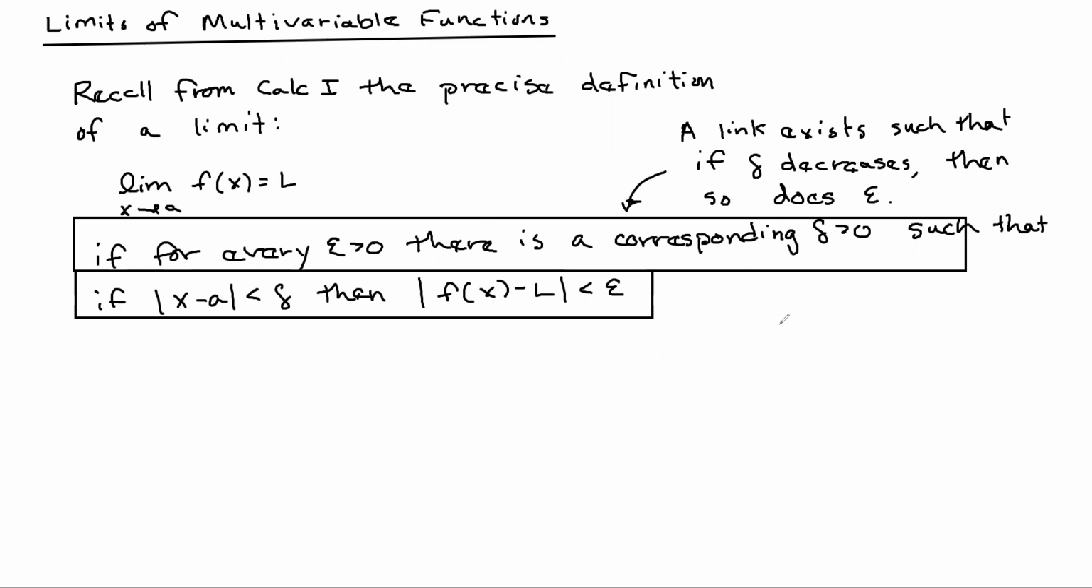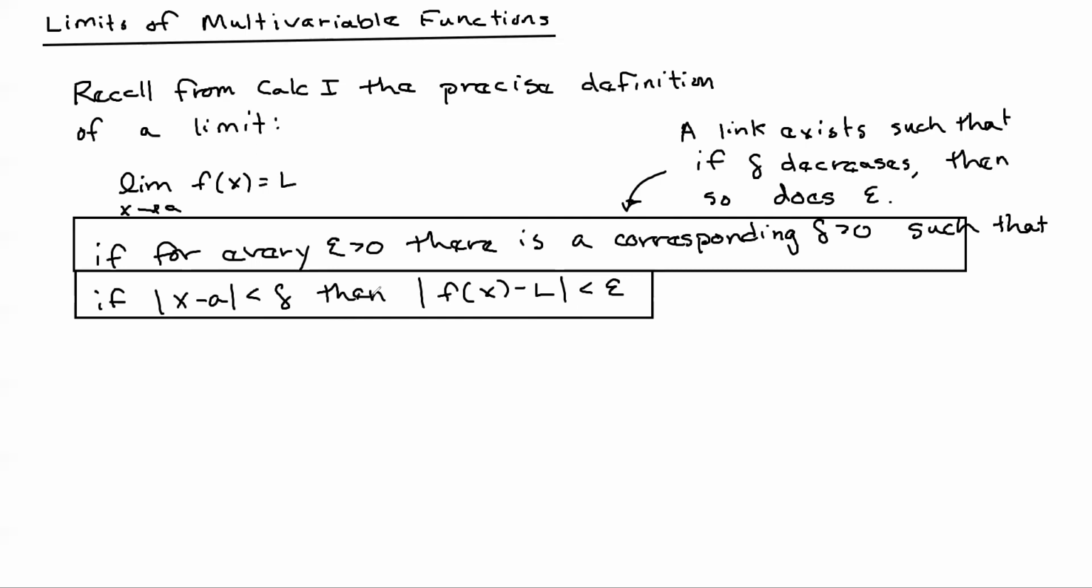And that's an important piece to using the precise definition to prove that a limit exists: you have to have a link between epsilon and delta, and the way that link has to work is that if delta decreases, then so does epsilon. And I'll explain the way that the links fit together. If you're familiar with all this and you understand the precise definition, you just want to skip ahead to the multivariable explanation, then by all means. But I want to make sure that everyone watching understands the way that the Calc 1 definition works so that we can then work together to understand the multivariable definition. All right, so a link exists. If delta decreases, then so does epsilon.